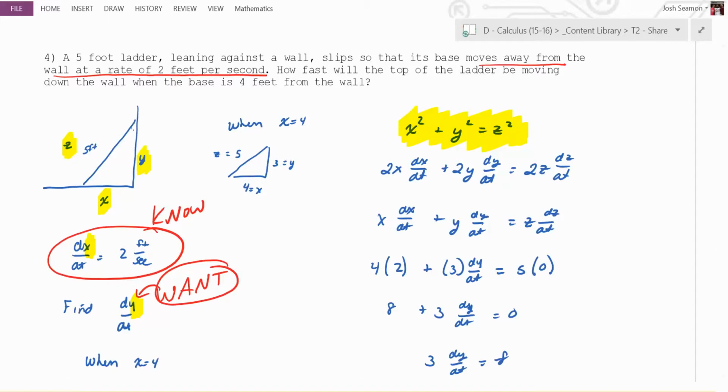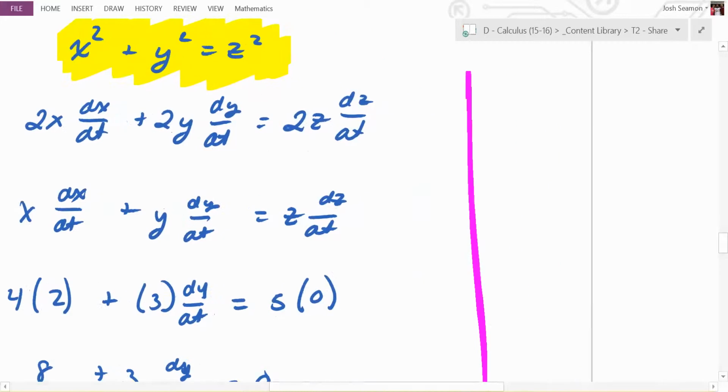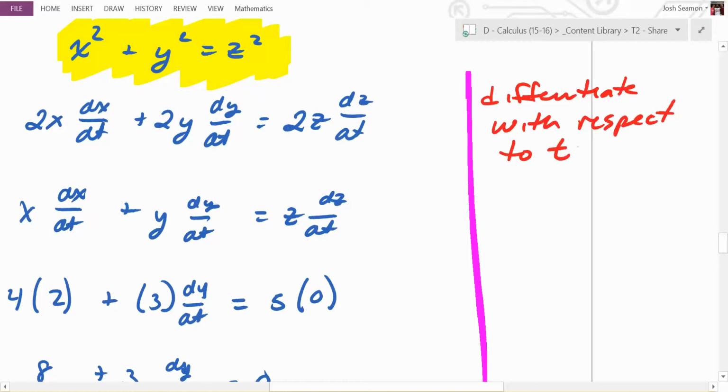So those are the first three steps. Do you understand what's going on? You write down what you know and what you want, and then you write the equation. All of this right here is just implicit differentiation in algebra. So you do the implicit differentiation. You're differentiating with respect to what? With respect to t, the time.